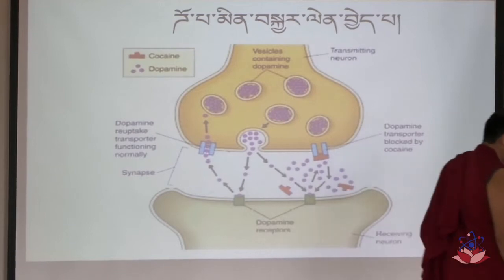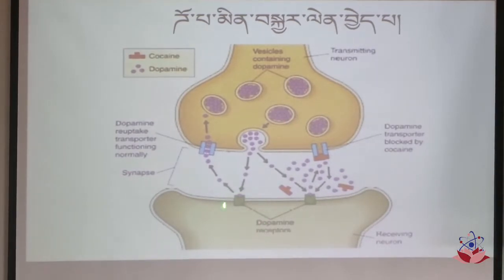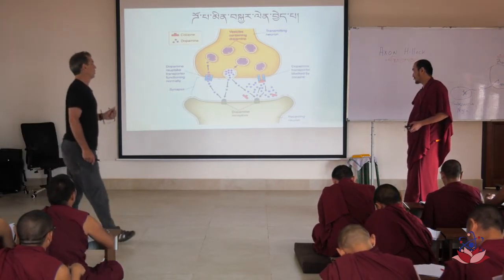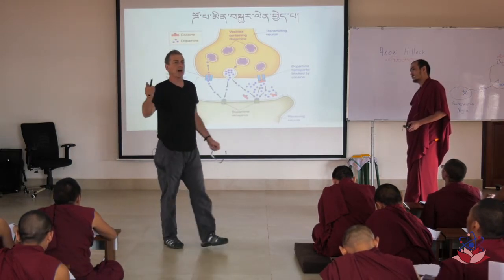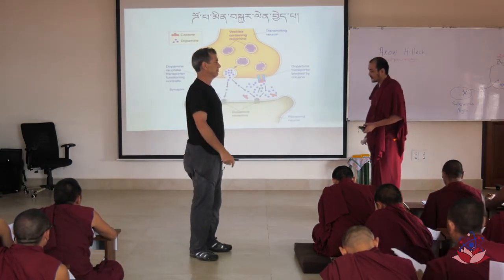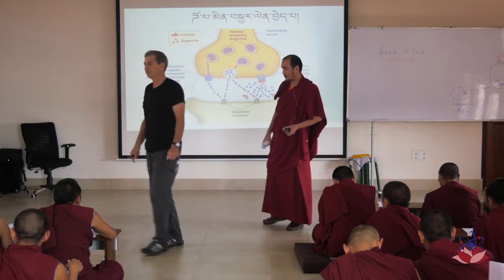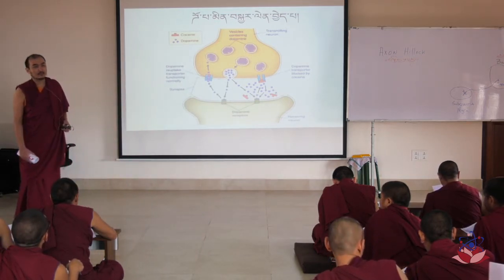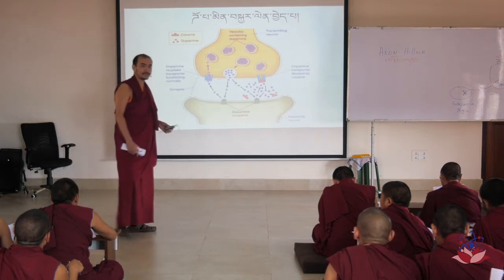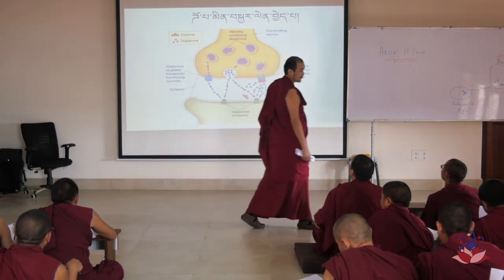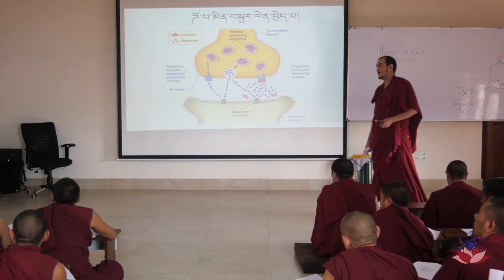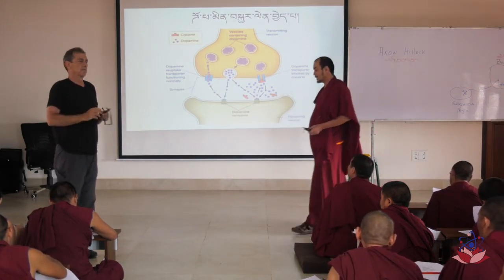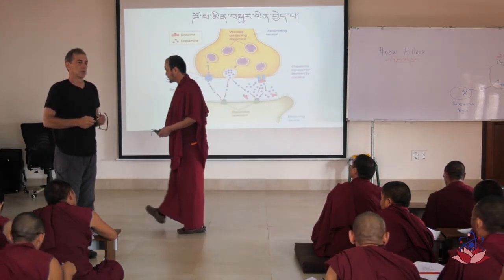It travels across the synaptic cleft, it binds to the dopamine receptor. Will dopamine receptor bind glutamate? No. Each receptor is specific for a neurotransmitter.